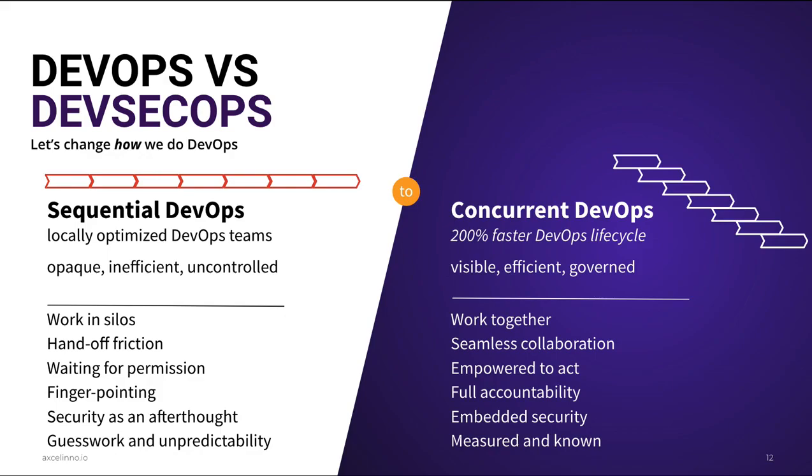And what else does this come down to? This is about being measured and known, so having an idea of where things are at. You might have vulnerabilities that aren't going to be addressed, and that's okay, but at least knowing about them.